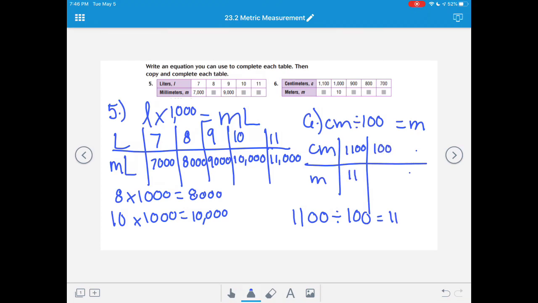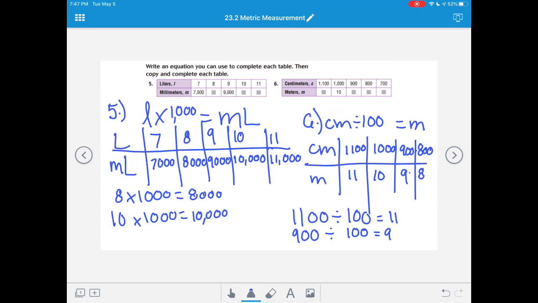Then the next part of our chart is already completed. I have 1,000, and that equals 10. Then I have 900. 900, I'll plug that into my equation. 900 divided by 100 equals 9.